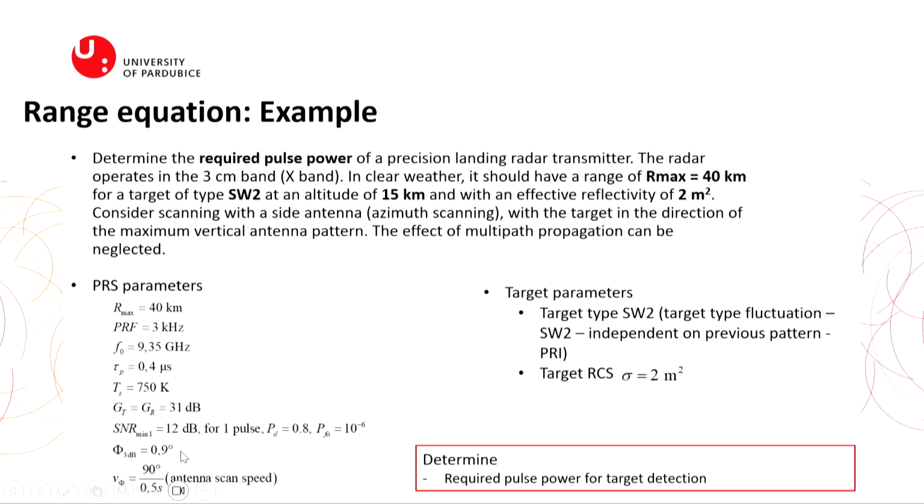It is the main lobe width of my antenna, and antenna scan speed is 90 degrees divided by 0.6, so it is how quickly it rotates. We have target parameters, Swerling type 2, independent of previous pattern, high fluctuation target. And my question is only one: required pulse power for target detection. Which target do you need for detection of this?